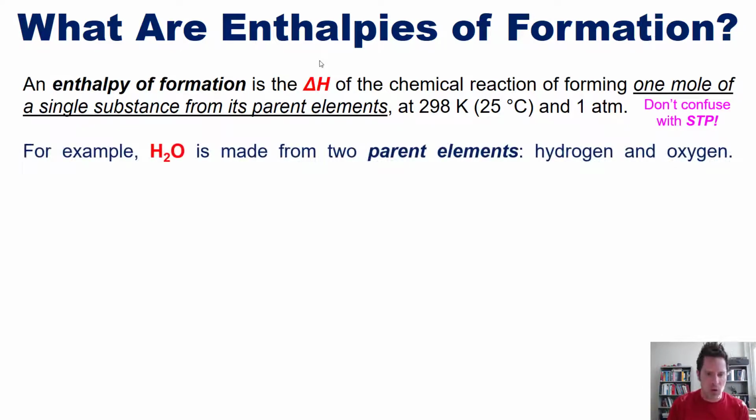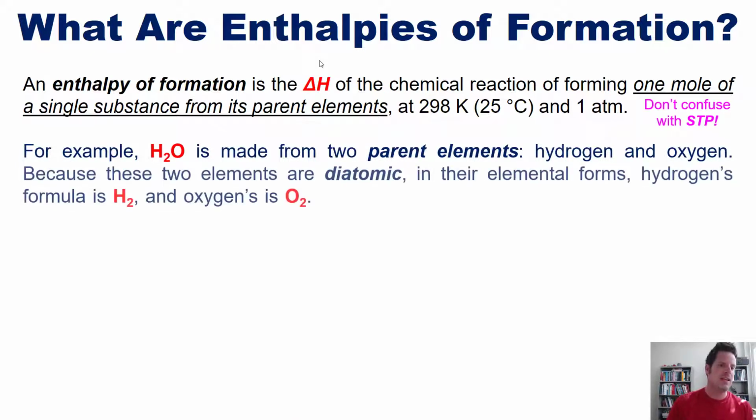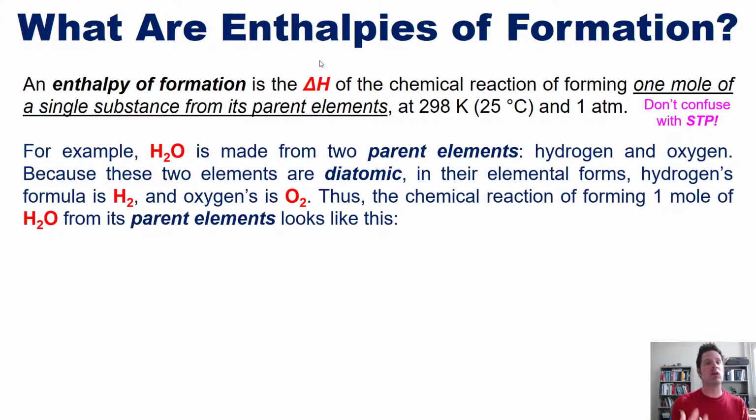For example, H2O is made from 2 parent elements, hydrogen and oxygen. Because these 2 elements are diatomic, and if you don't remember what diatomic elements are, please click the link in the description below, as well as floating over my head here. In their elemental forms, hydrogen's formula is H2 and oxygen's is O2. It's not H and it's not O. Thus, the chemical reaction of forming 1 mole of H2O from its parent elements looks like this.